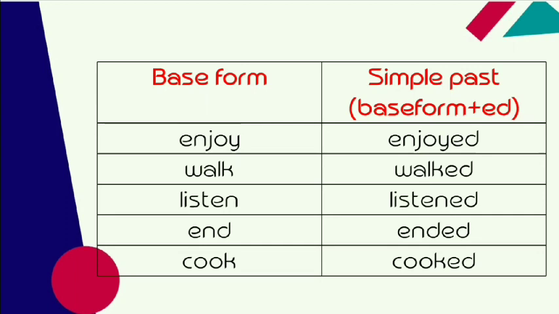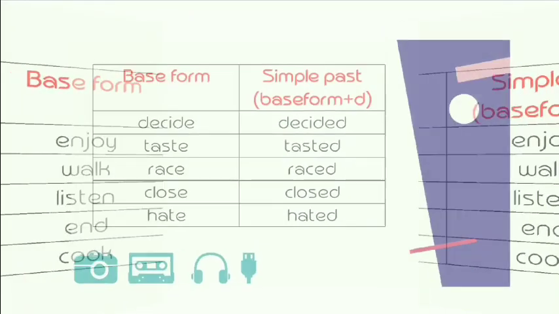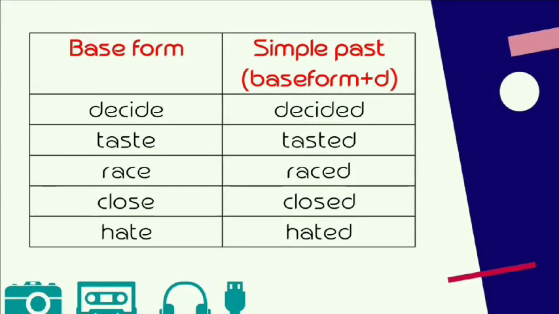Be reminded of the sound of the ed. It varies from time to time. Sometimes it sounds like t or d. Now, let's have the base form plus d, meaning they already end in e, as you could observe in the following words. Example, decide to decided. Taste to tasted. Raise to raised. Close to closed. Hate to hated.